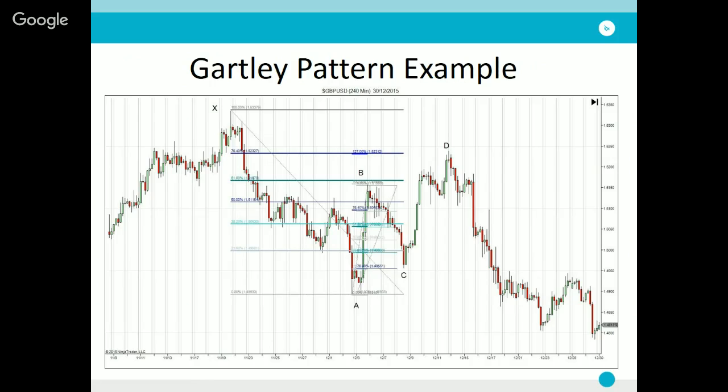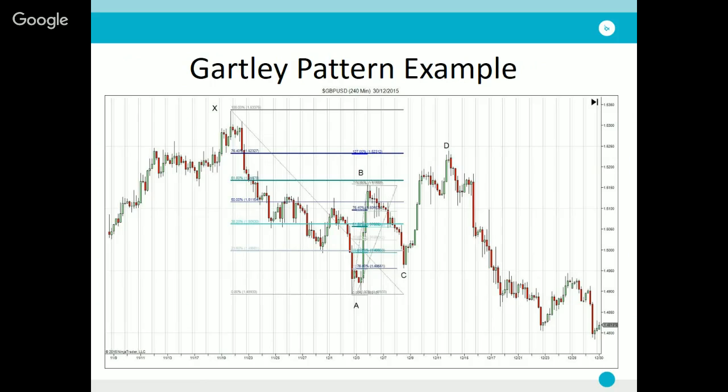So this is a really good example of how this pattern can look on the charts, because obviously the diagram that we consulted initially was very neat and very straightforward, but you'll note that this is actually a lot messier and probably harder to define. And this can be a really big challenge for a lot of traders who are looking to trade patterns.